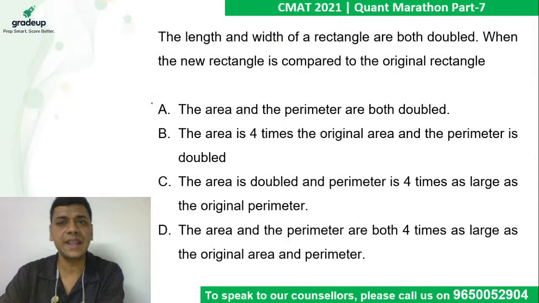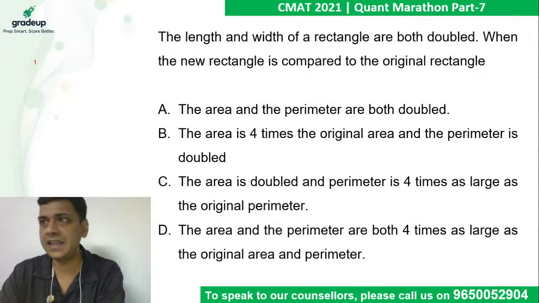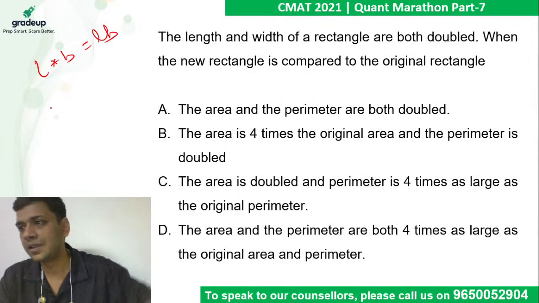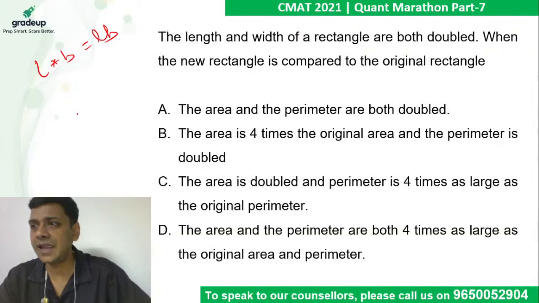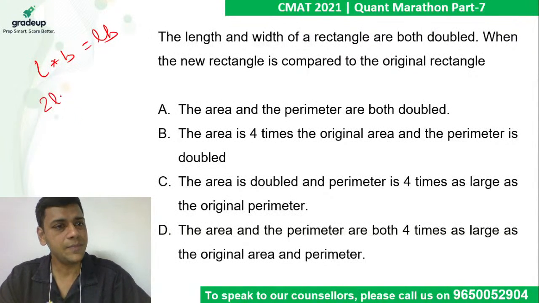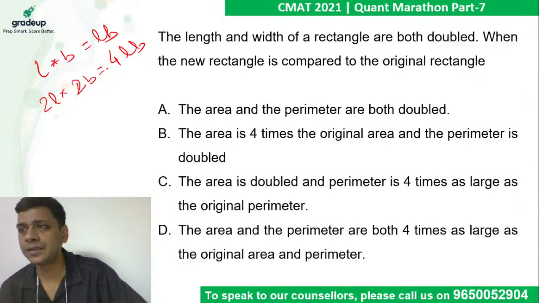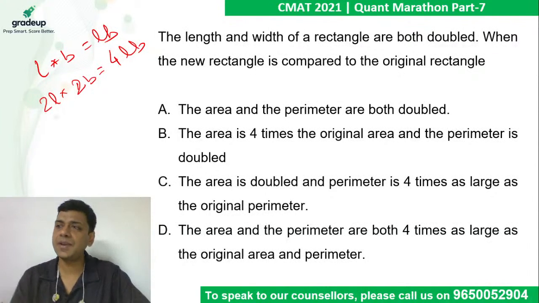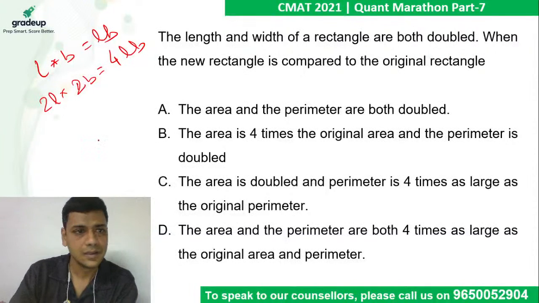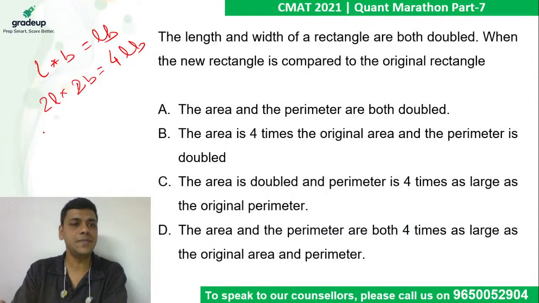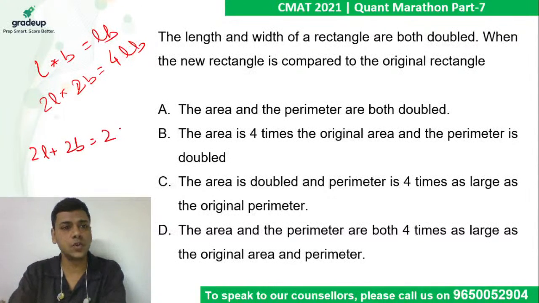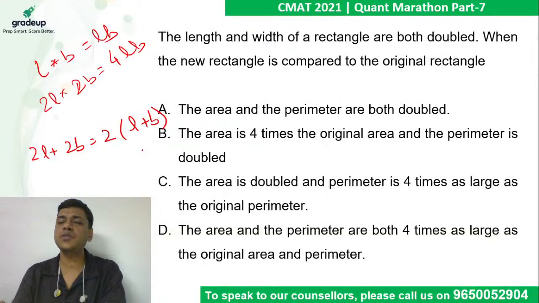Okay, so what is the area? Area of a rectangle is length into breadth, which is LB. Now, if both length and breadth are doubled, what will happen? 2L into 2B will be 4 times LB, which means area will become 4 times. And what is the new perimeter? New perimeter is 2L plus 2B. So if I take a common of 2, it is L plus B, which is original perimeter.